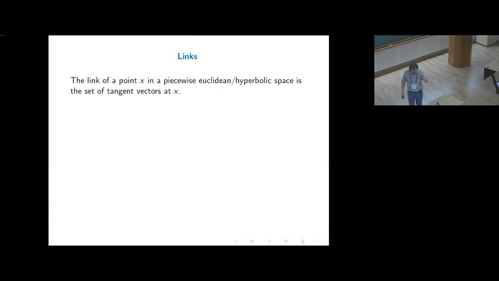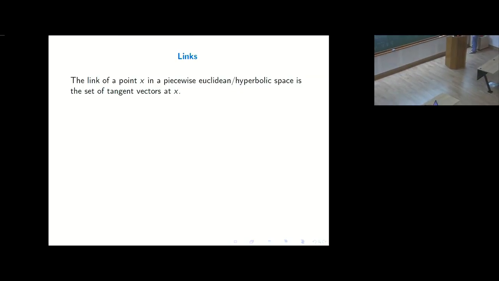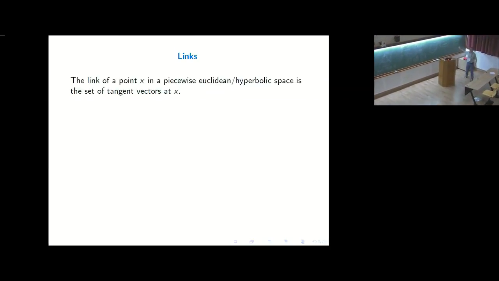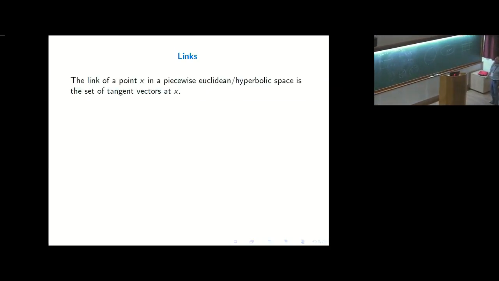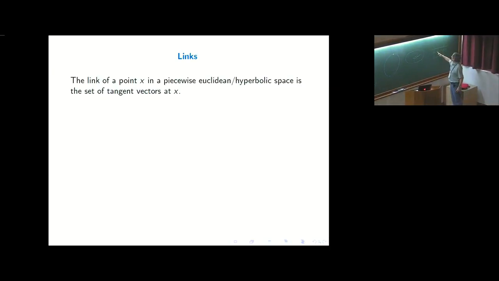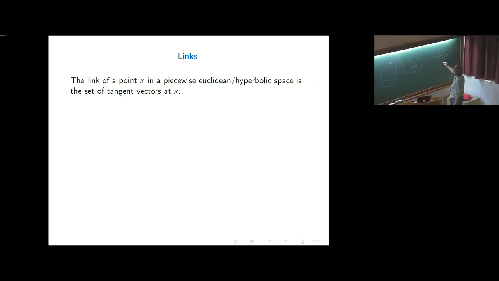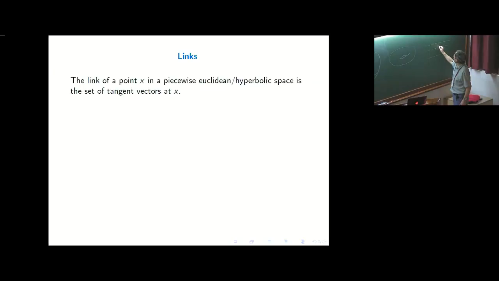So what's the link of a point? Here I'm going to hand wave a bit. Let's take a Euclidean space, the plane tessellated by squares. Each square is a Euclidean square. What do I mean by the link of a point? I take all of the unit vectors around this point, so that the link is a unit circle.